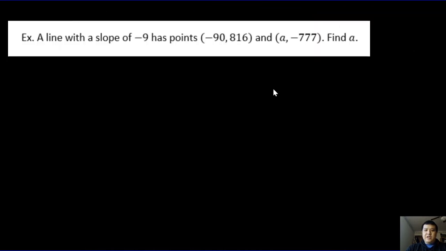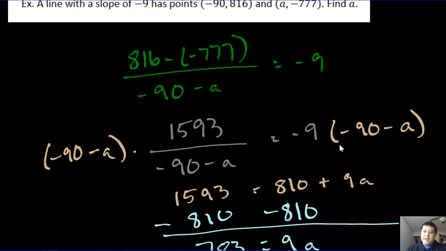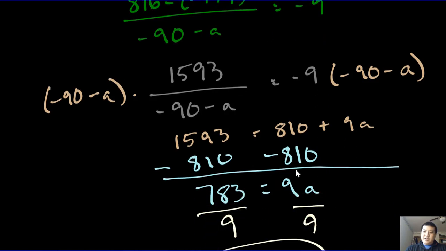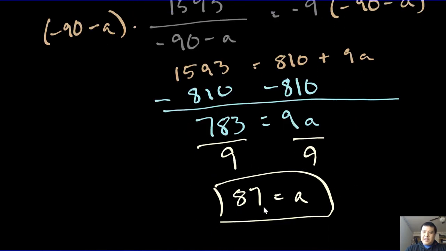Go ahead and try this last one out on your own. What you should have found was that a equals 87 because our rise is 1,593 over 90 minus a. Multiply both sides by 90 minus a. We get 1,593 equals 810 plus 9a. Subtract 810 from both sides. 783 equals 9a. Divide both sides by 9. We get a equals 80.